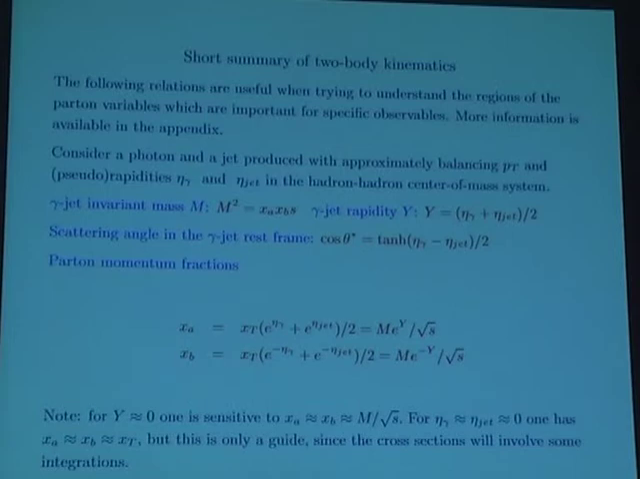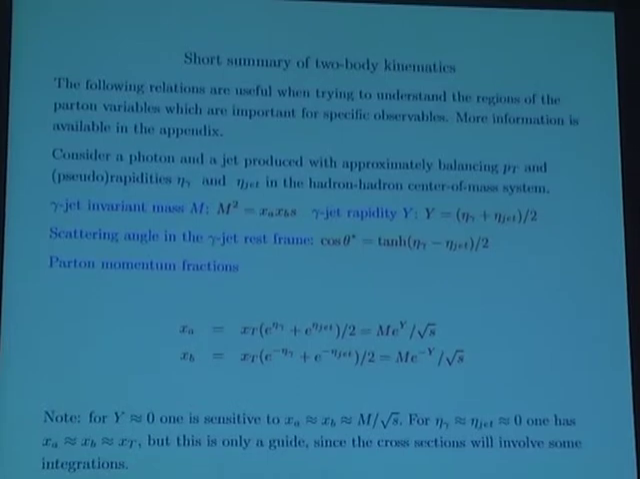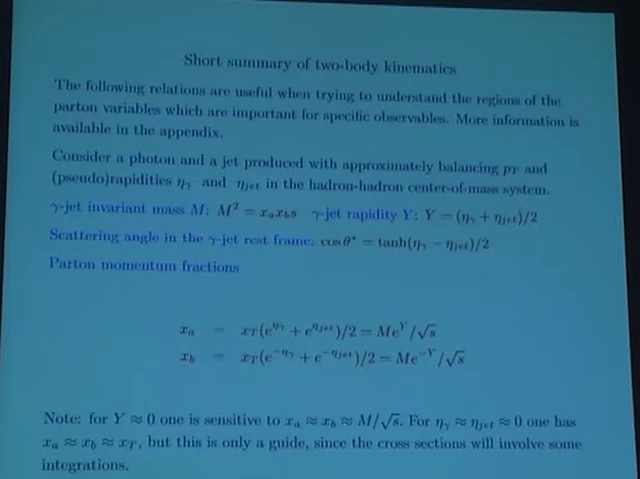Now, the reason this is interesting to keep in mind as we look at some of the data that you'll see shortly is that if the photon jet system is produced near y equals 0, then the relevant values of XA and XB are roughly M over root s. And if the individual photon and jet rapidities are near 0, then the relevant values for the two momentum fractions, XA and XB, are on the order of XT. So you can look immediately at a plot of some data and realize what values of X you're going to be sensitive to.